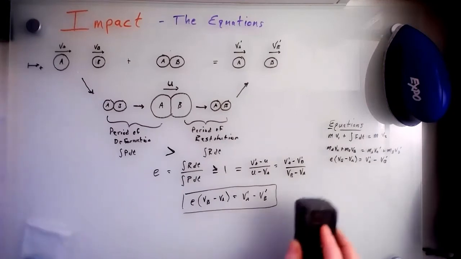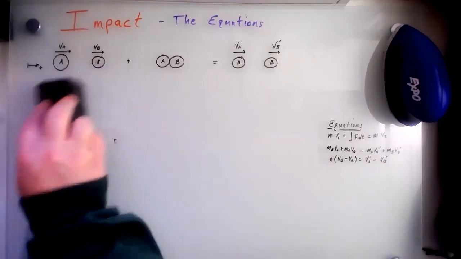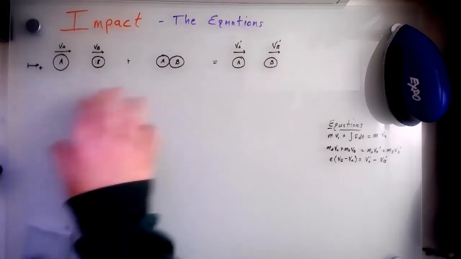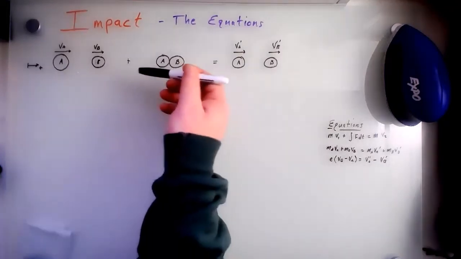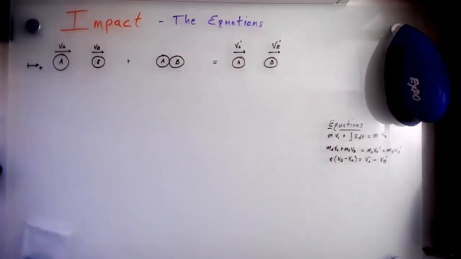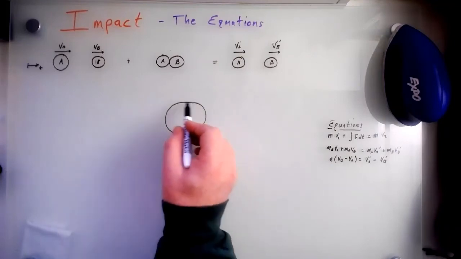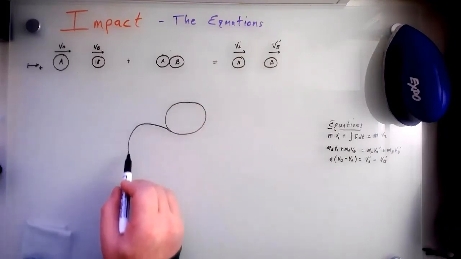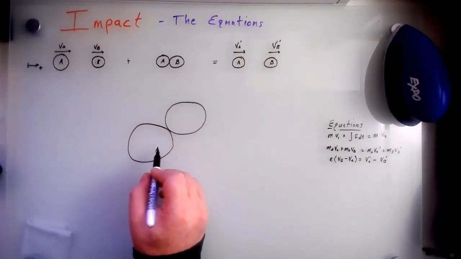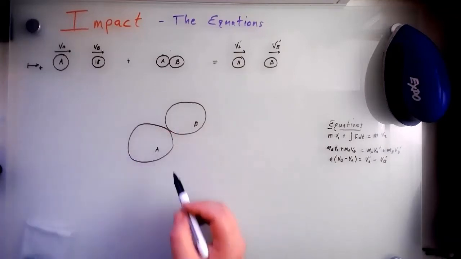And now let's talk about oblique impact and see if we can figure out what that means. So back to this, the scenario here is that things are impacting along a single axis. So let's consider this. Here we have A and B, and they are impacting.